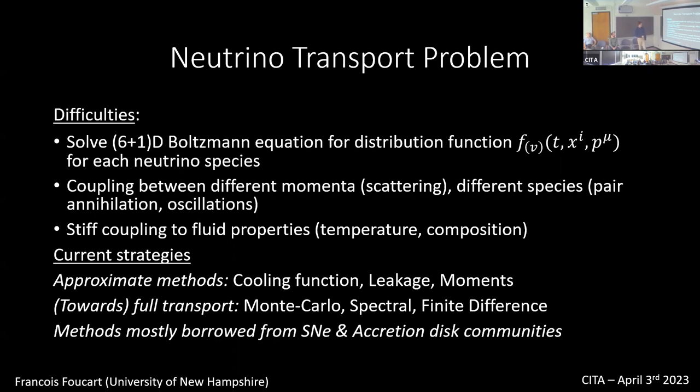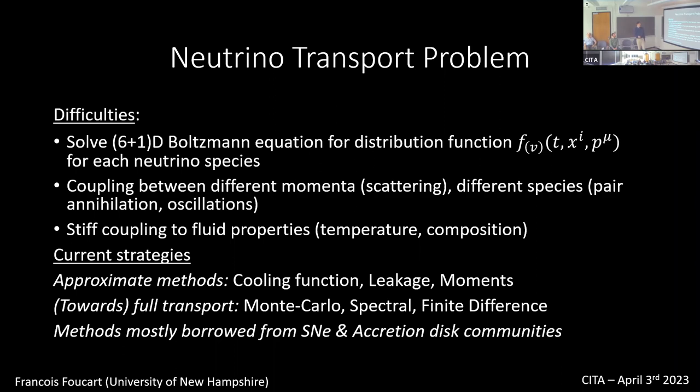Current strategies: most simulations use some sort of approximate treatment of the neutrinos. The two that I'm going to talk about here are leakage and moment schemes. And then a few simulations now have moved towards full transport, mostly through Monte Carlo methods. I'll probably touch on that at the end of the talk, but we can talk about it a lot more tomorrow as well.